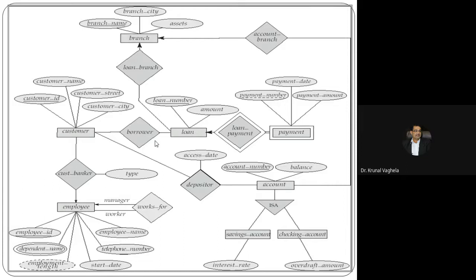Employee, dependent name, employment length, start date, joining date, telephone number, employee name. Then bank is having customer, employees. Then bank is having account. Bank is having loan. Now loan is having payment. Account is having deposit. Then bank is having branch.